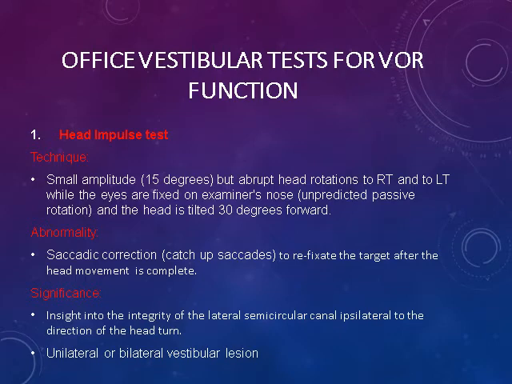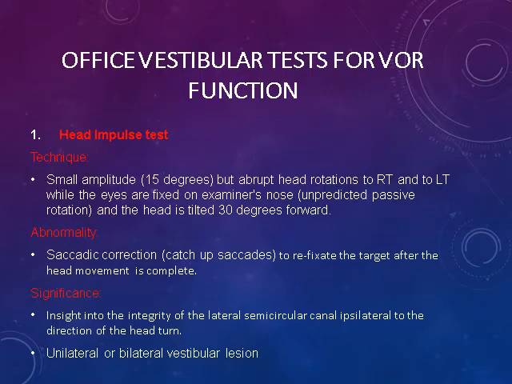How do we perform the head impulse test? The examiner grasps the head of the patient and flexes it 30 degrees, and the patient is asked to fixate his vision on the examiner's nose. While his head is flexed 30 degrees, the examiner does abrupt, rapid, very small amplitude movements, 10 to 15 degrees to the right and to the left, and the patient is asked to fixate and keep his vision on the examiner's nose.